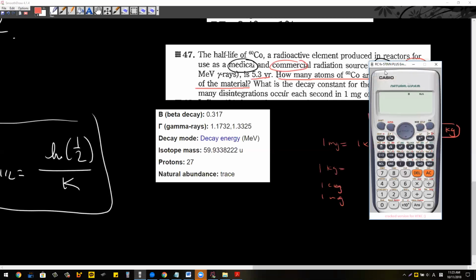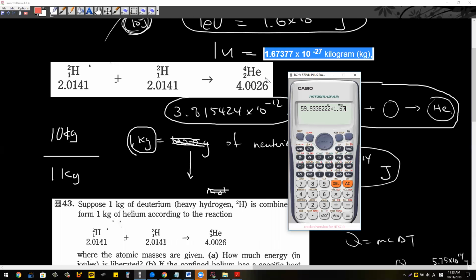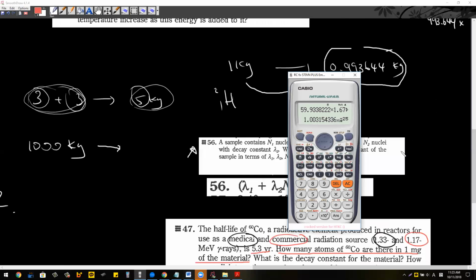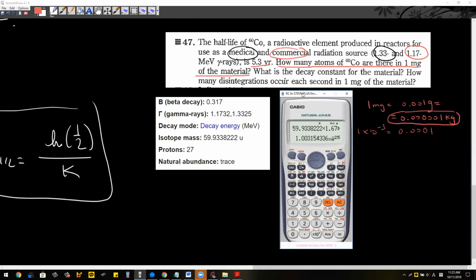Hold on. Okay. So you got this one here, 59.9338222 times 1.67 times 10 to the negative 27. That's 377 times 10 to the power of negative 27. This is in kilogram, right? Of each cobalt atom. And then you divide 0.000001 by the answer. Then you get this. Oh yeah, there you go.